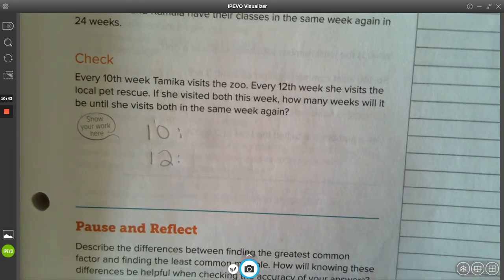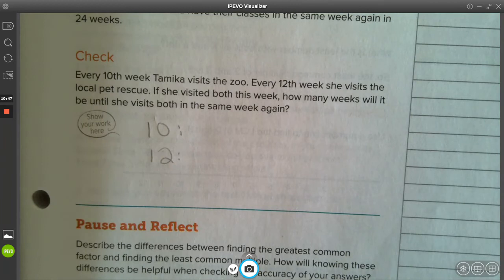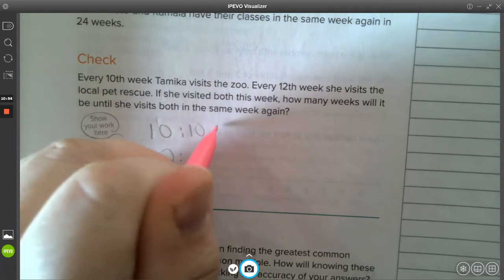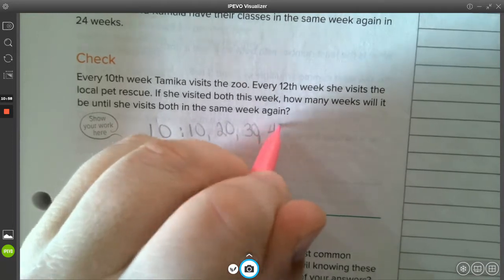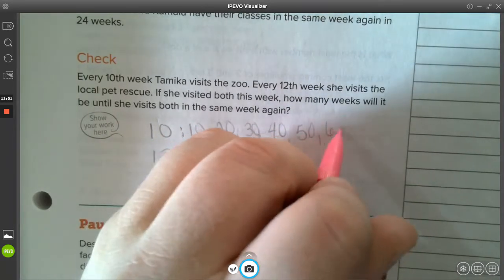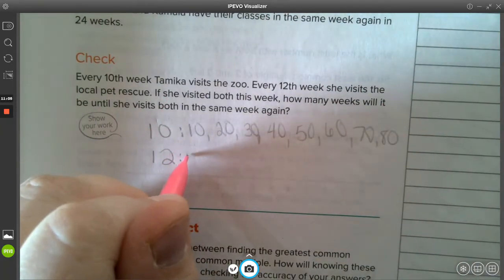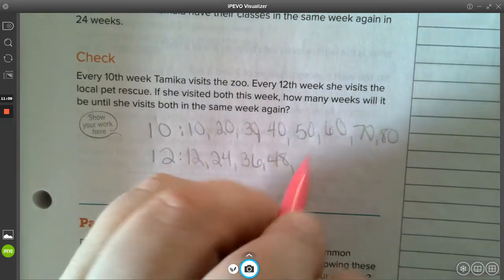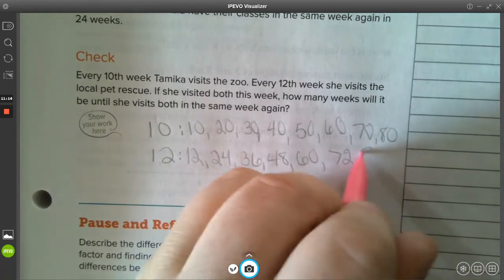So once again, you're going to make a list of the multiples until you hit something that's in both lists. So I'm going to go ahead and go 10, 20, 30, 40, 50, 60, 70, 80. I'm going to do the same thing with 12s. 12, 24, 36, 48, 60, 72, 84.